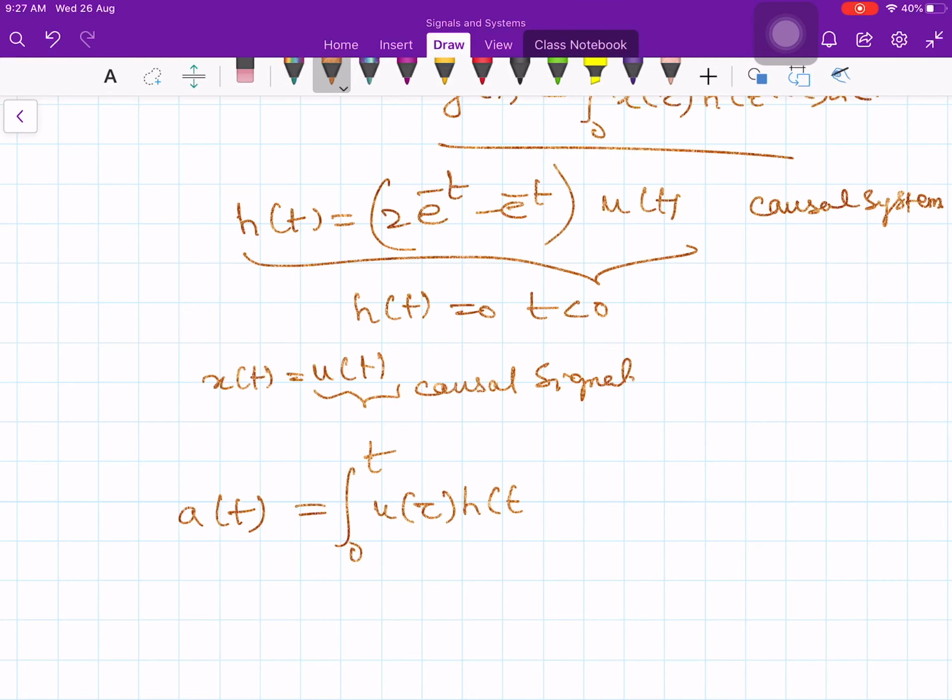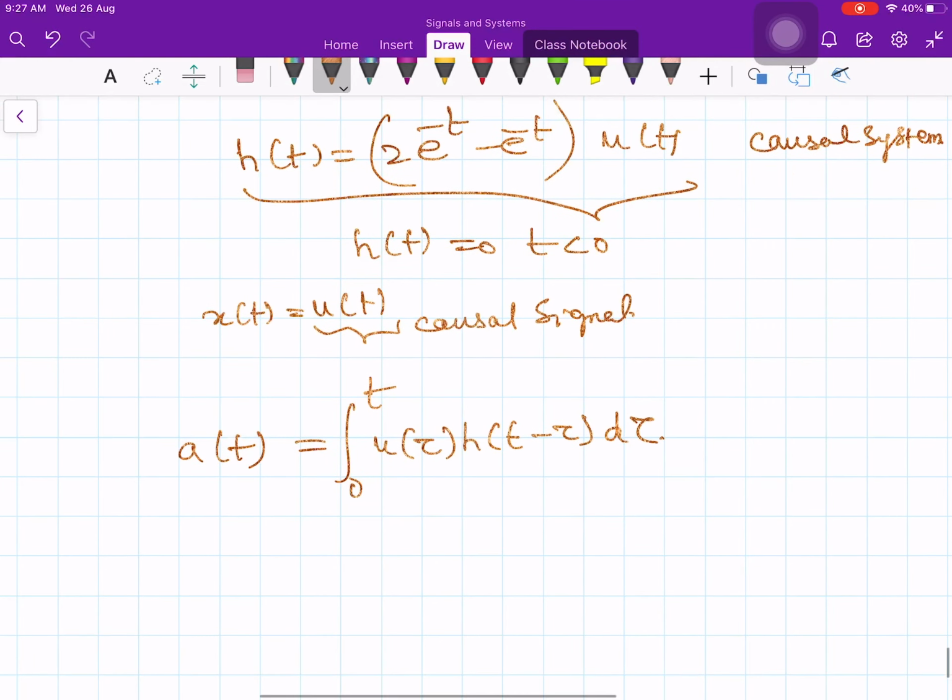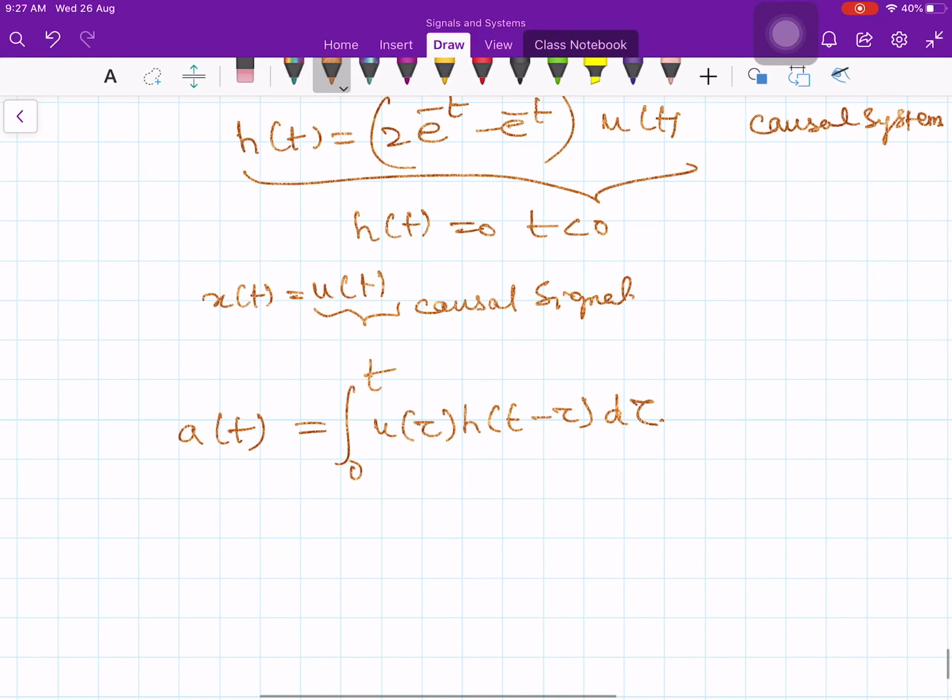So here there is no need to draw the picture and all, straight away you can substitute the expression here. We have the expression. So 0 to t, in the interval 0 to t, when tau takes positive values, u of tau is going to be 1. Therefore, straight away I can write h of t minus tau d tau. That value is 1, right? Unit step function. Okay, that is going to be 1 anyway. Therefore, we can disregard u of tau.